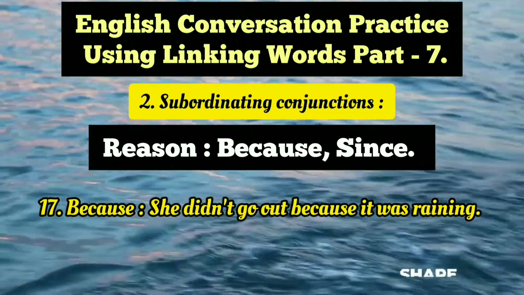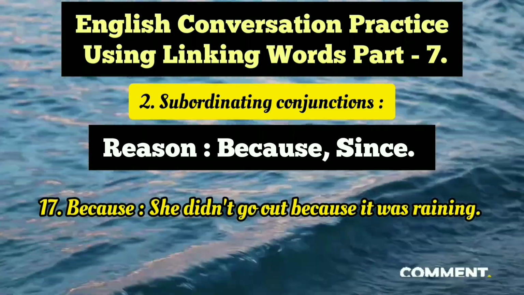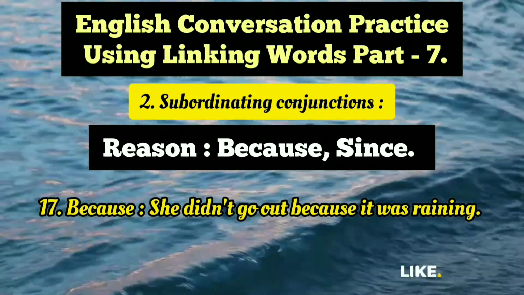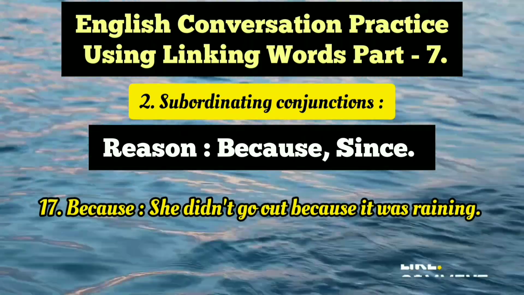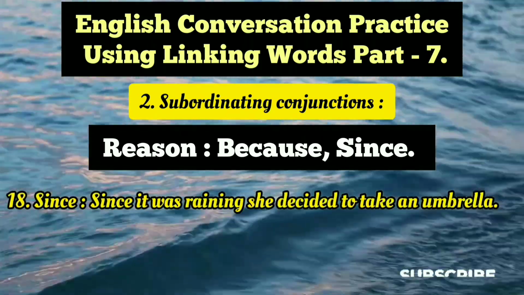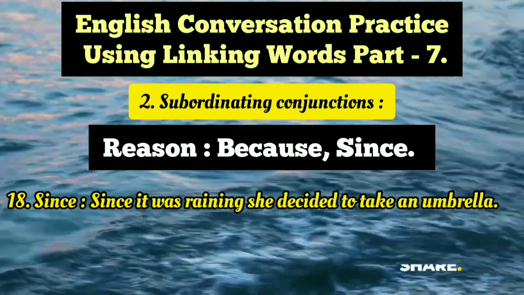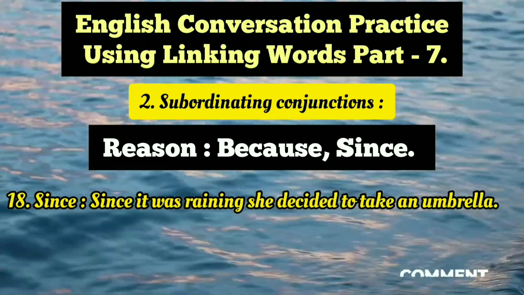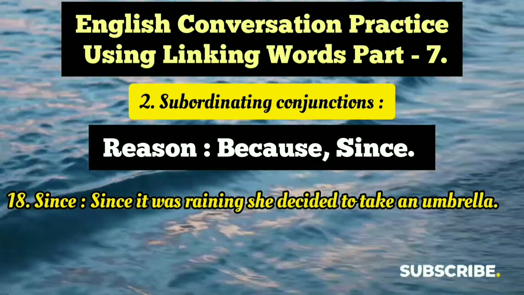So if you ask the question, why didn't she go out? Because it was raining. The next part is giving me the answer or the reason. Because is used when one part of the sentence gives us the reason. Same with the 18th one, since, as you see, since it was raining, she decided to take an umbrella. Obviously, why she decided to take an umbrella? Since it was raining. So again, it gives me the reason why she decided to take an umbrella. So I'm quite sure it's crystal clear.